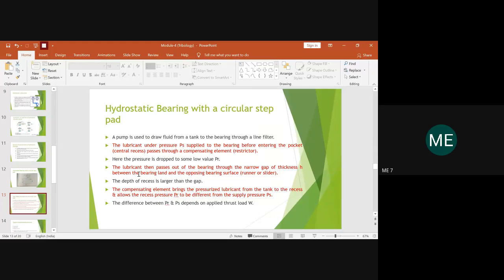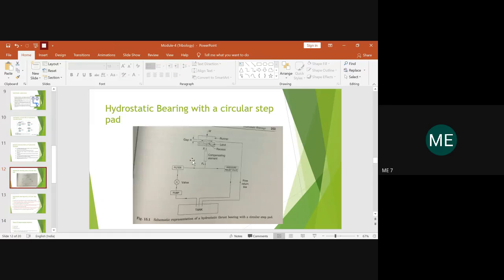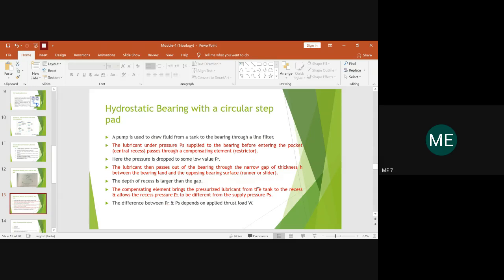So it occupies the space between the runner or the slider and the bearing line. So we have a bearing line here, the bearing line on which you have the recess. So it occupies the space between the runner and the bearing line. You can just say land or bearing line, both are the same, but you should know the terminologies exactly.